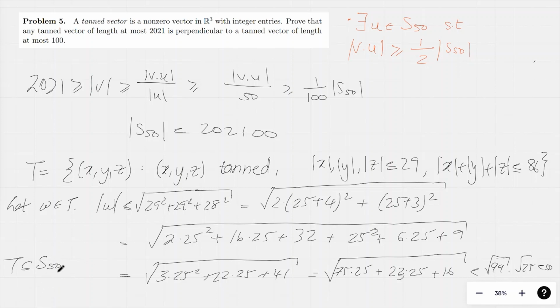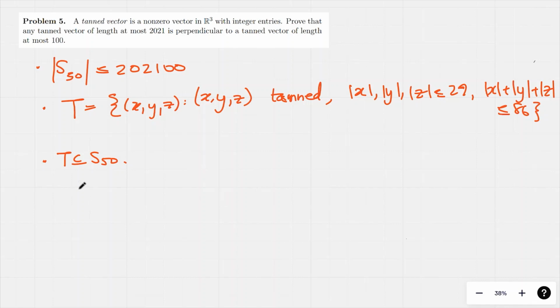And we're going to use this to prove that S50 has to be actually bigger than this number here, which will mean we get our contradiction. Okay, so we have that T is a subset of S50. Now, what is the size of T? Well, we know that the size of T is certainly going to be less than the size of S50, so we can say that S50 has size bigger than or equal to the size of T. And what is the size of T?